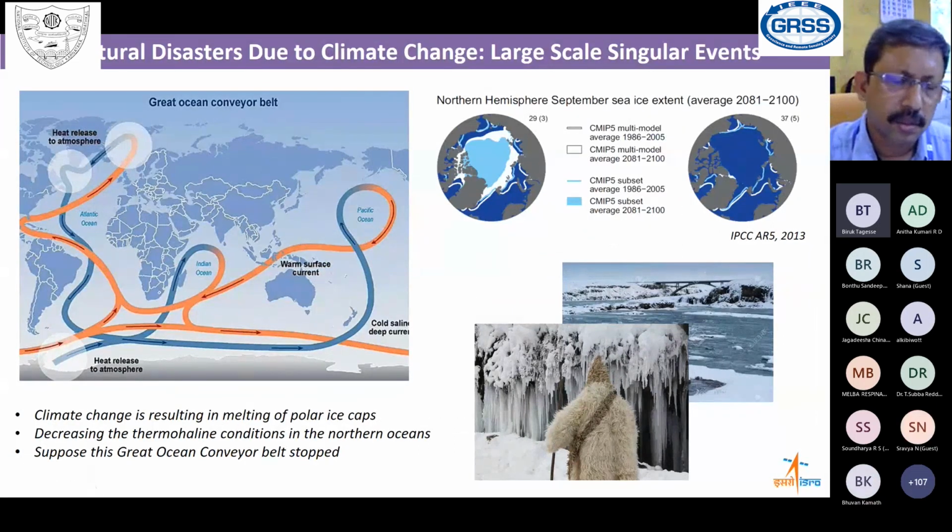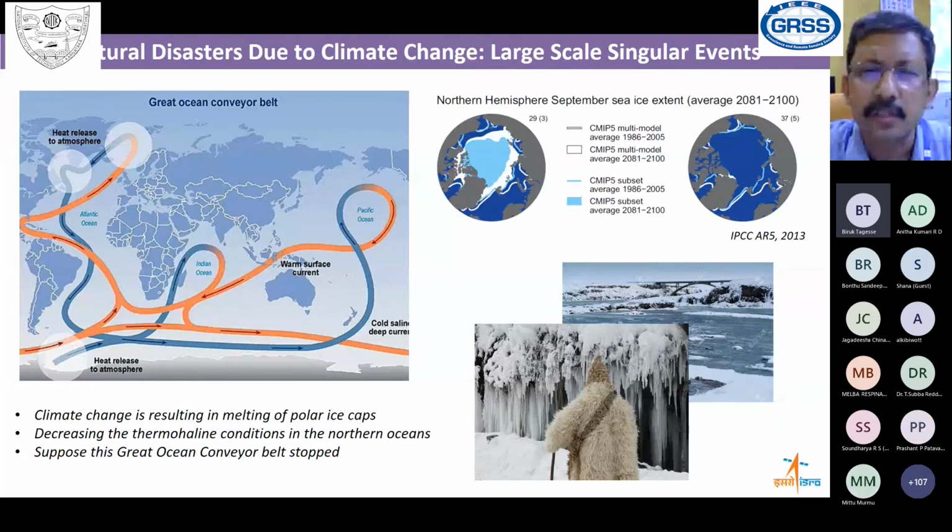So this will change the thermohaline conditions once this conveyor belt stops. In fact, this is the warm current which keeps Europe ice free throughout the year. If you see the latitudinal extent of Europe and Greenland, it's almost the same. Whereas Greenland is perpetually covered by ice, Europe is ice free because of this warm current. So if it stops, almost half of Europe will be under ice, and the civilization which we know will change permanently.